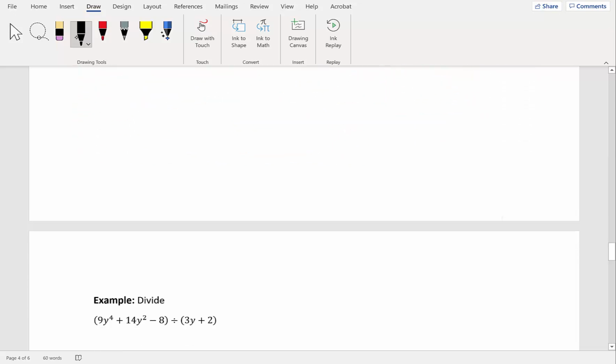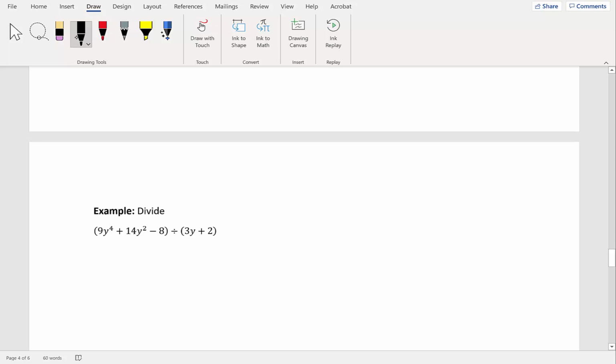Let's take a look at another problem. So divide, we have 9y to the 4th plus 14y squared minus 8 divided by 3y plus 2. So now remember, whatever you're dividing by goes on the outside. So we have 3y plus 2 on the outside.